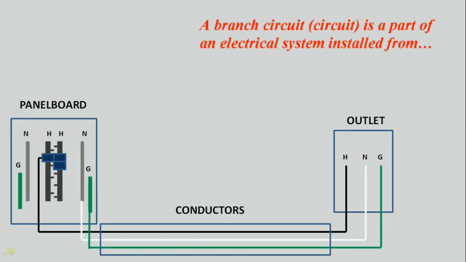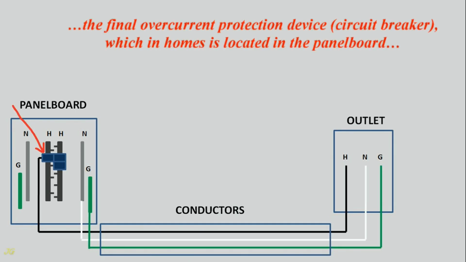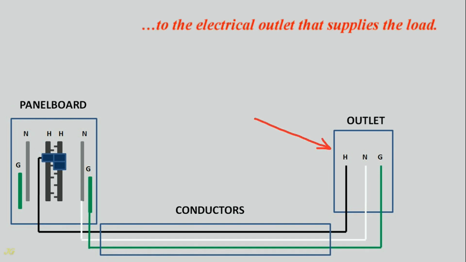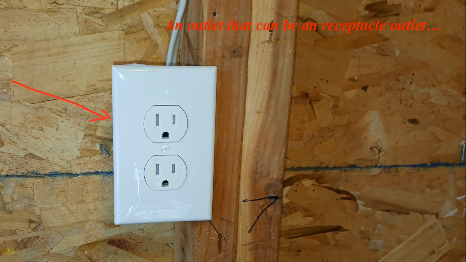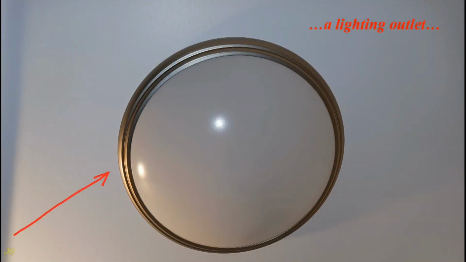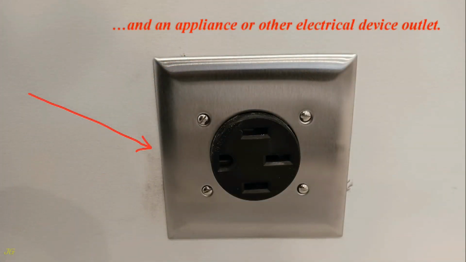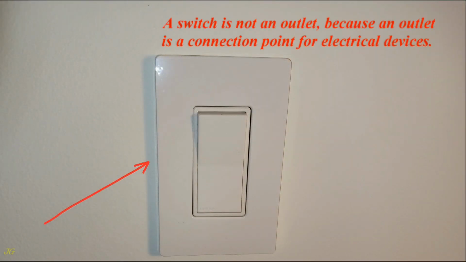A branch circuit is a part of an electrical system installed from the final overcurrent protection device, the circuit breaker, which in homes is located in the panel board, to the electrical outlet that supplies the load. Circuit breakers, final overcurrent protection, in the panel board. An outlet can be a receptacle outlet, a lighting outlet, and an appliance or other electrical device outlet. A switch is not an outlet, because an outlet is a connection point for electrical devices.